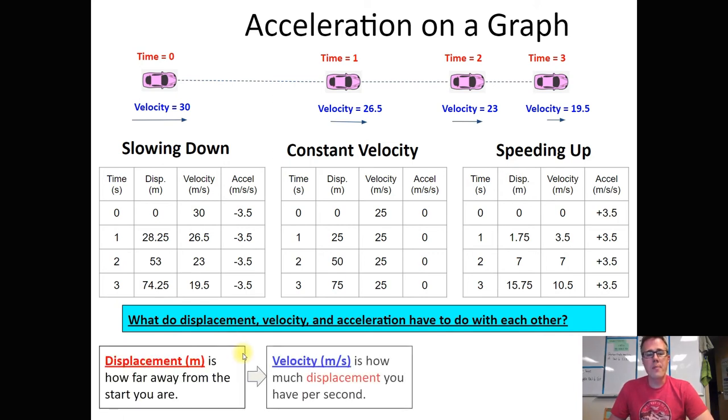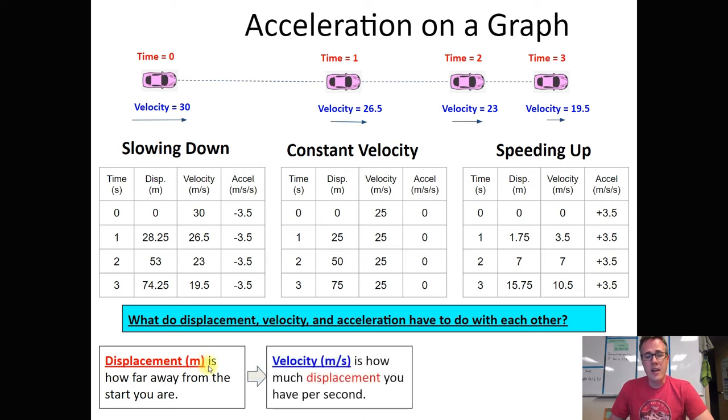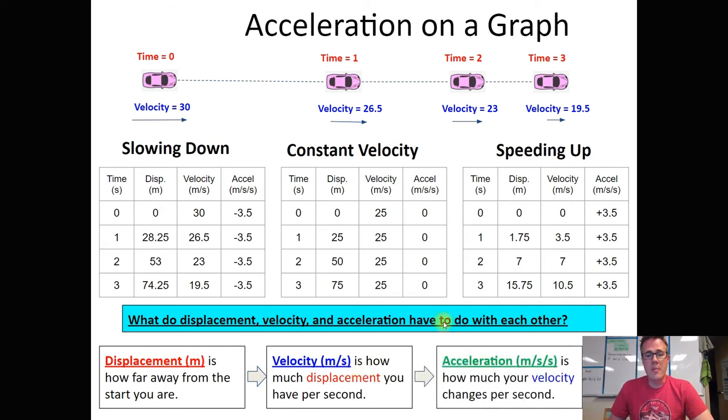Here's how I wrote it. Displacement is how far away from the start you are. We did that in our last unit. We measure it in meters. Sometimes a unit can help us think about this too. So this is how far away we've gone. Velocity is how much displacement you have per second. That's like how fast you're going. How much are you changing your meters every single second? Acceleration is how much are you changing your velocity every single second.